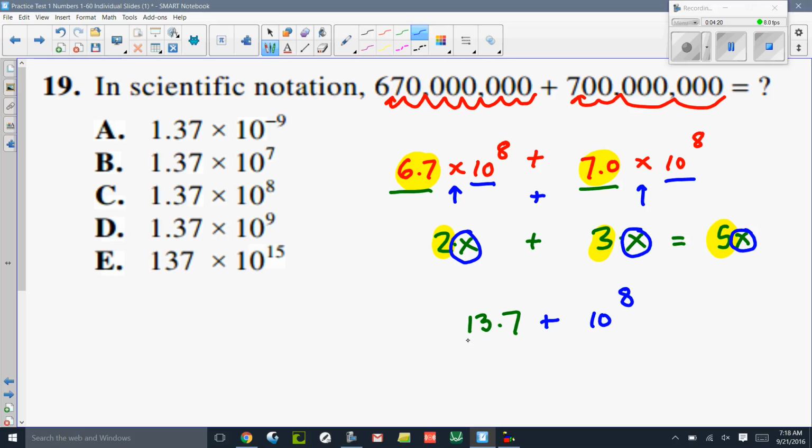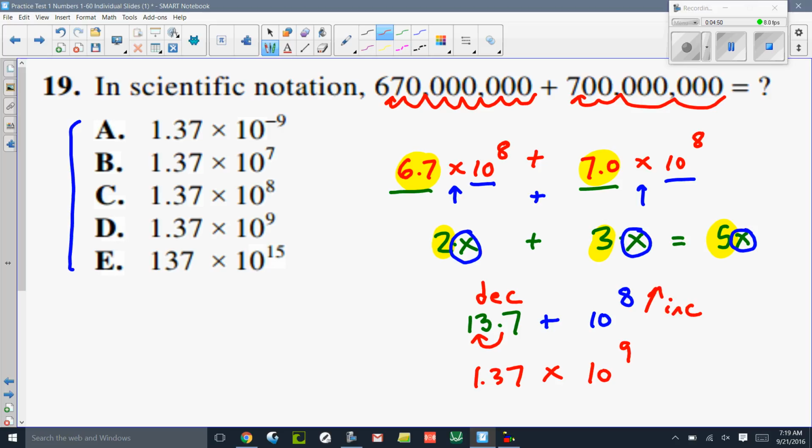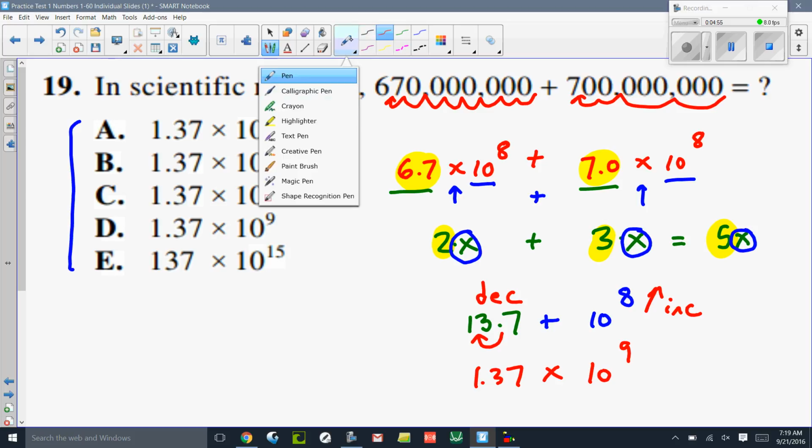The first thing you'll notice is that this is not even an option over here for A, B, C, D, or E. We have to remember that scientific notation has to be between 1 and 10, so we're going to have to move this decimal place right there to get 1.37 times, in this case, if this number becomes smaller, we should try to make this number larger. So we're going to make this 10 to the 9th power. So again, if this decreases, your exponent should increase. So our answer here is 1.37 times 10 to the 9th power.